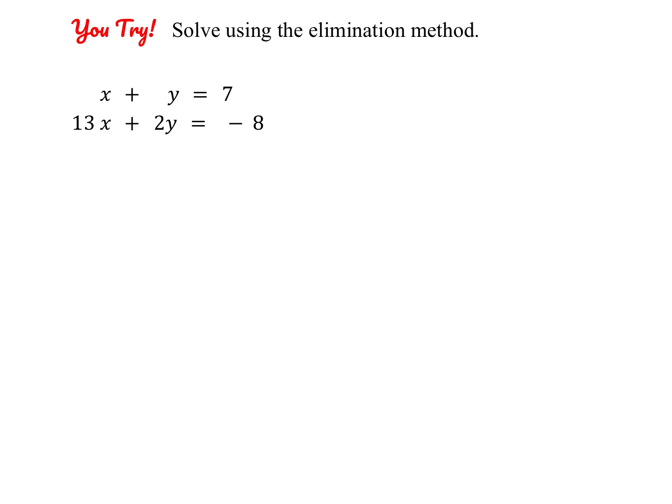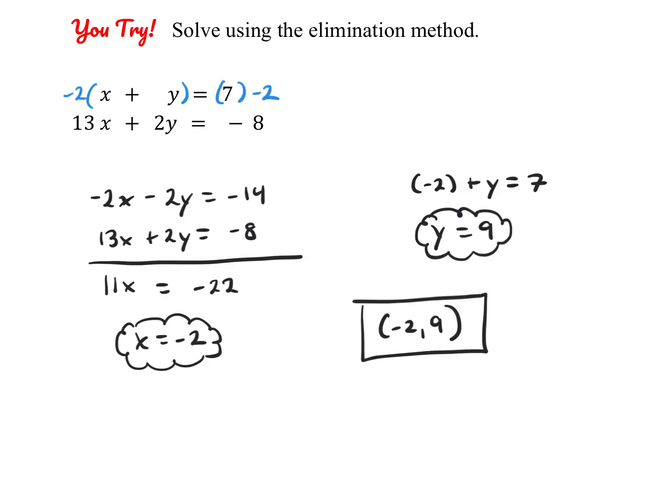All right, here's the last few tries, so please pause the video and give it a shot. All right, go ahead and check your work. So here I noticed that it's probably easier for us to eliminate the y's. So if this is positive 2y, we would like this to be negative 2y. So I multiplied my top equation by negative 2 and lined it up with my bottom equation. The y's disappeared and it left me with just x, so I was able to solve for x. And then I substituted that into my first equation and I was able to solve for y.